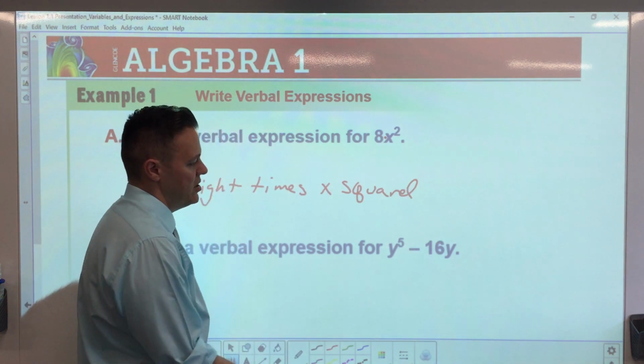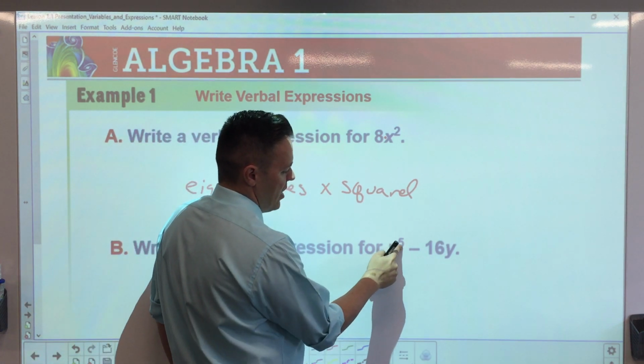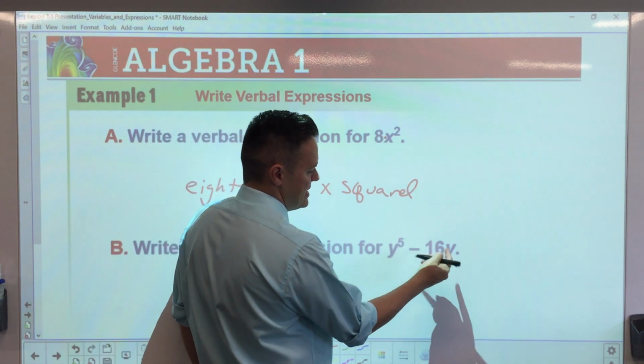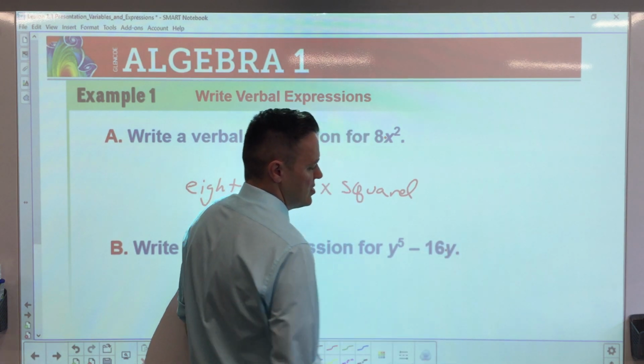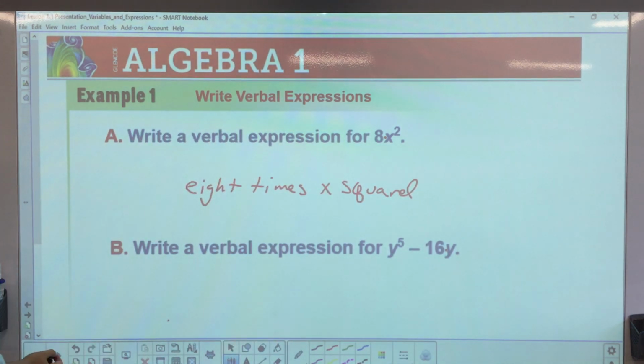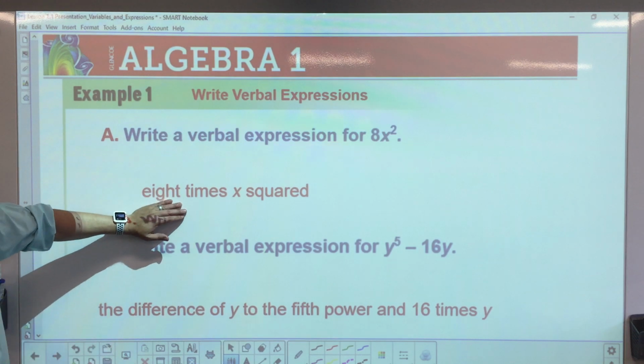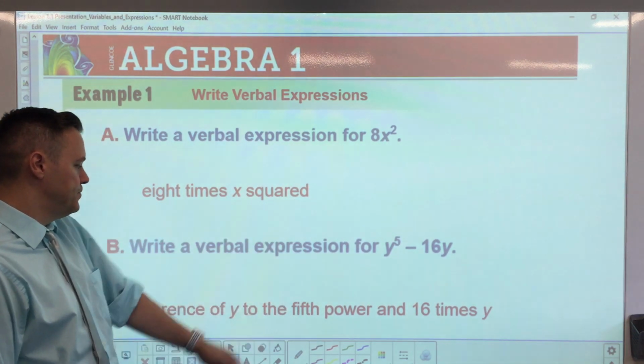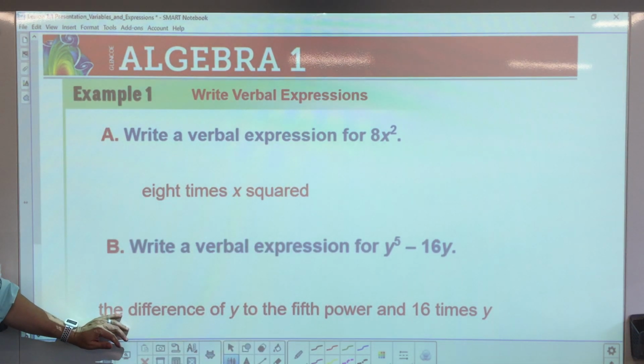All right, same down here, ladies and gentlemen. Y to the power of 5th minus 16 times y. Make sure you don't forget that part. So when I fast forward, 8 times x squared, and then they have here the difference.